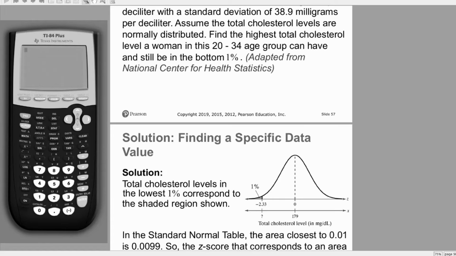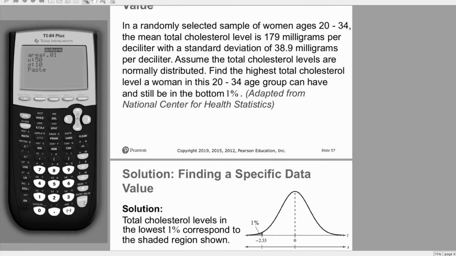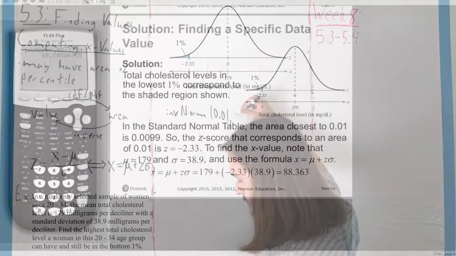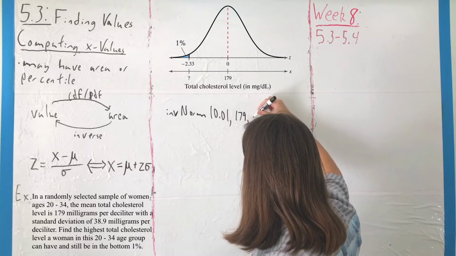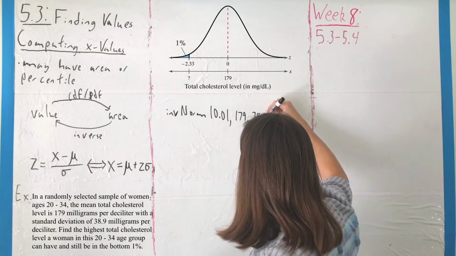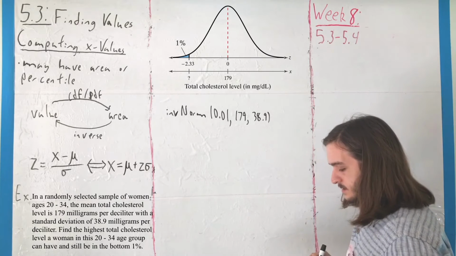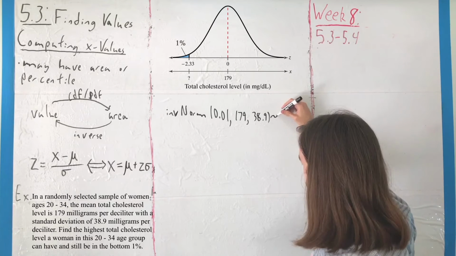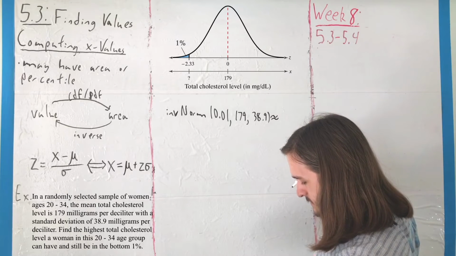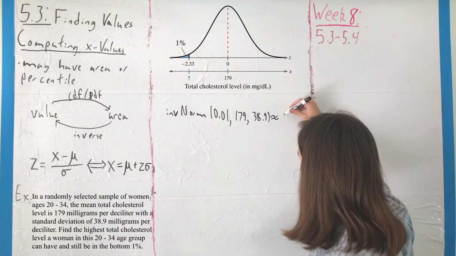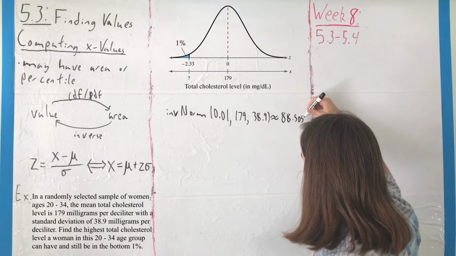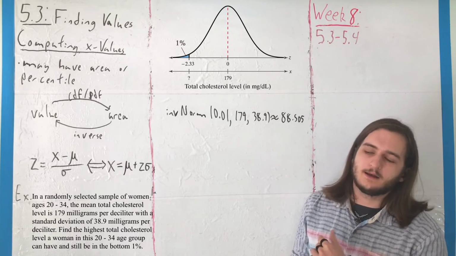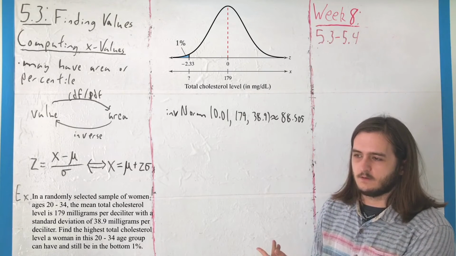We will take the inverse normal here in terms of that value 0.01 and the specific distribution, 179 for the mean and 38.9 for the standard deviation, to get that our value is approximately 88.505.